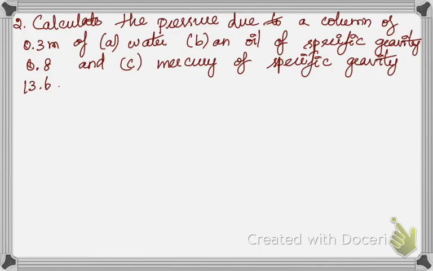This problem is a very easy problem. Calculate the pressure due to a column of 0.3 meter of water, oil and mercury. So three different liquids are given here and we are going to calculate the pressure due to a column of 0.3 meter. So I am just mentioning this as the height of liquid column.